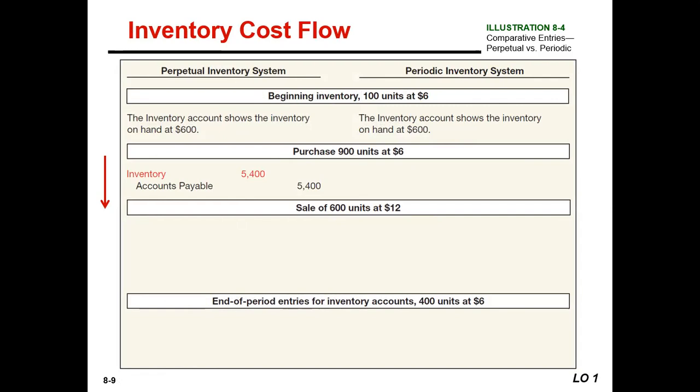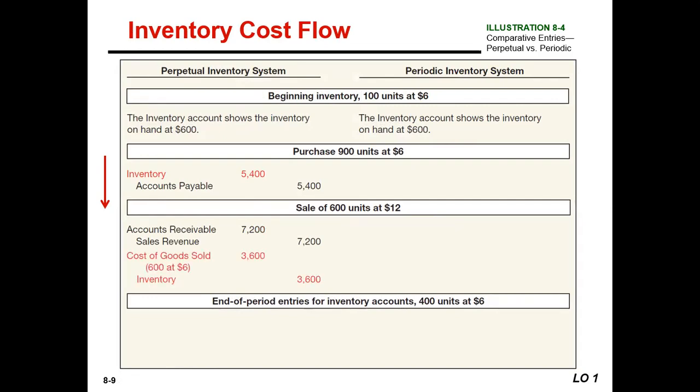because we use purchases under the periodic inventory system. Under the perpetual inventory system, we purchased 900 units at $6 each. So 900 times $6, $5,400, debiting inventory, crediting accounts payable, right?